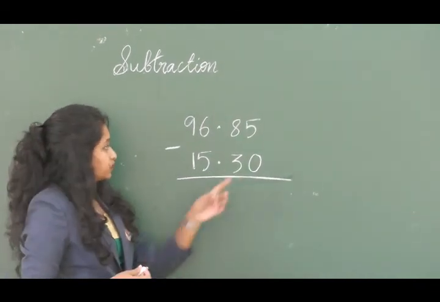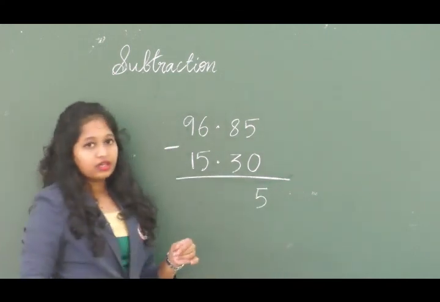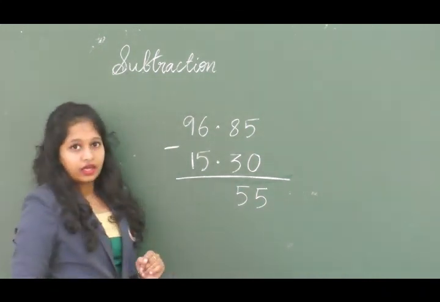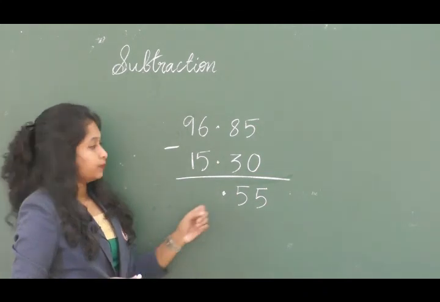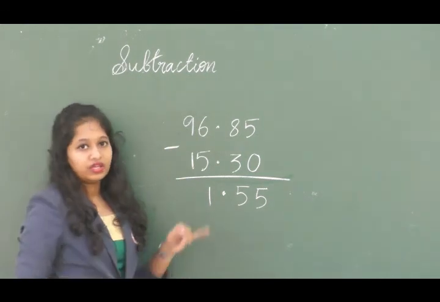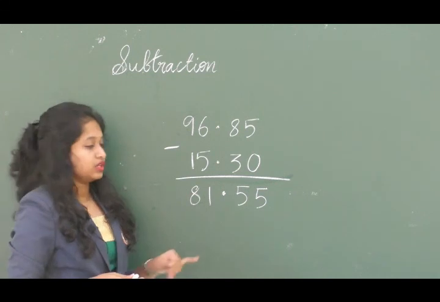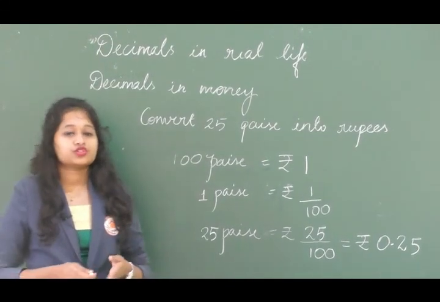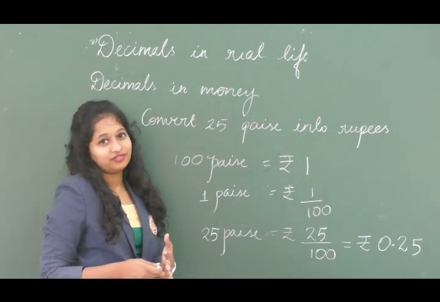Let us do. 5 minus 0 is 5. 8 minus 3 is 5. And place the point in a line. And 6 minus 5 is 1. And 9 minus 1 is 8. So the difference is 81.55. Let's move on to the last topic, that is decimals in real life.